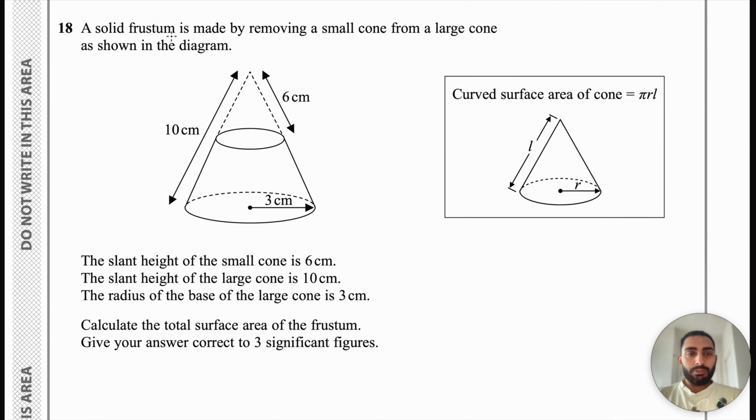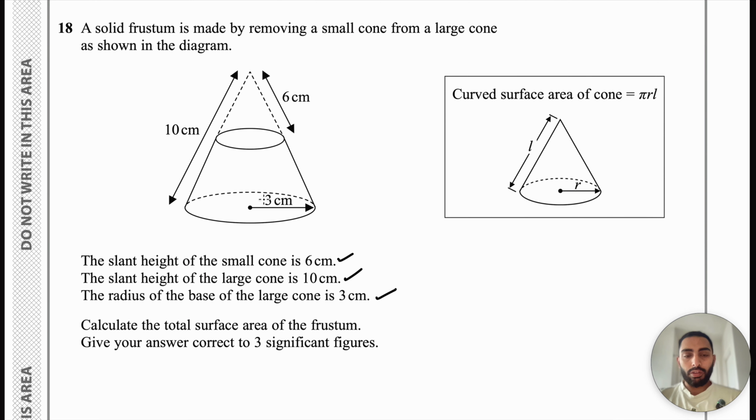Question 18. A solid frustum is made by removing a small cone from a large cone as shown in the diagram. So we've got this large cone and they've removed the small cone over here. The slant height of the small cone is 6 centimeters, that's on. The slant height of the large cone is 10 centimeters, and that's on. The radius of the base of the large cone is 3 centimeters, and that's on.